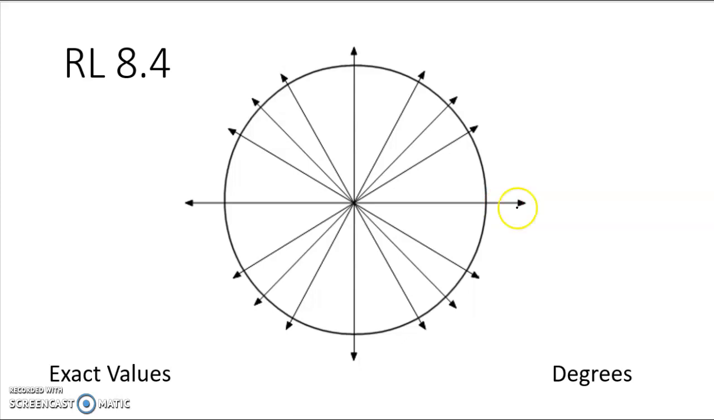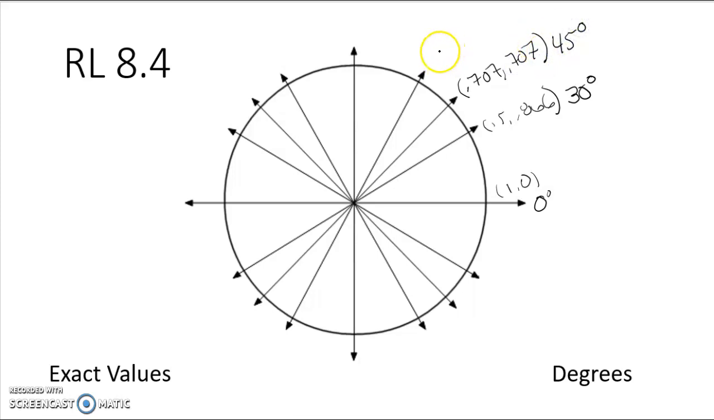So right here, when we're at the point 1, 0, we're going to call that angle measure 0 degrees. When we were here at point 0.866, 0.5, we were at 30 degrees. Right here, we were at 0.707, 0.707, and 45 degrees. Here, we did the flip, 0.5, 0.866, and we were at 60 degrees because 60 and 30 are complementary angles. Up here, we're at 0, 1, and we're going to call that 90 degrees.